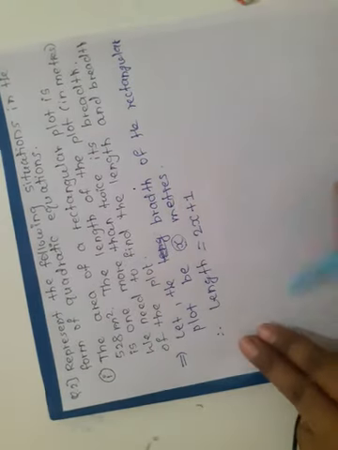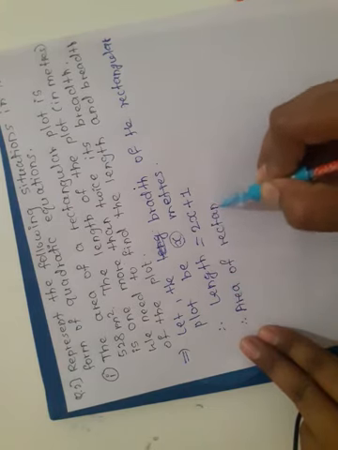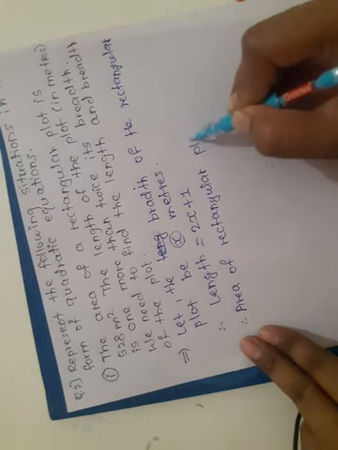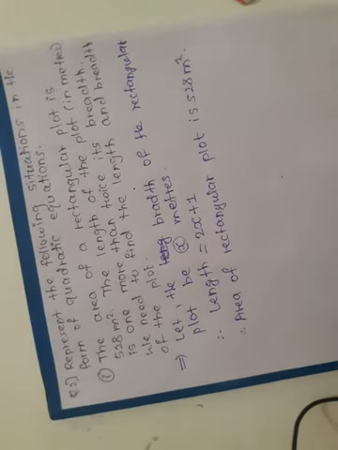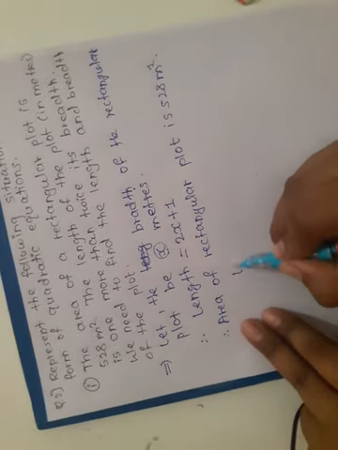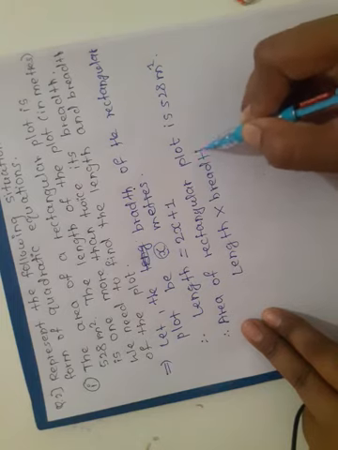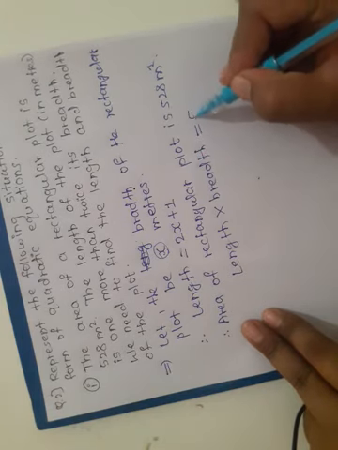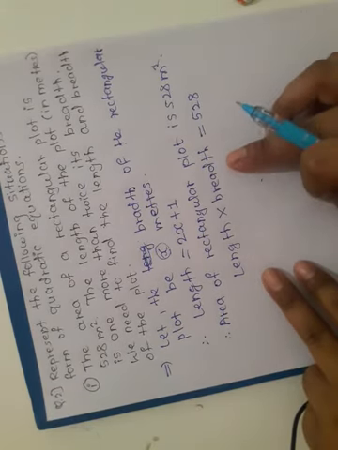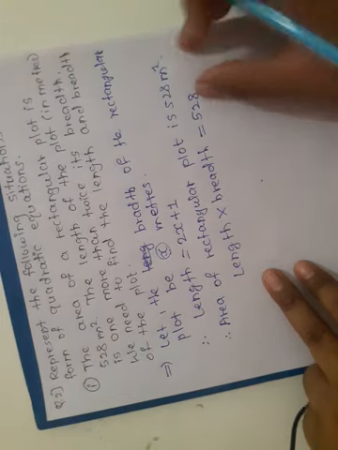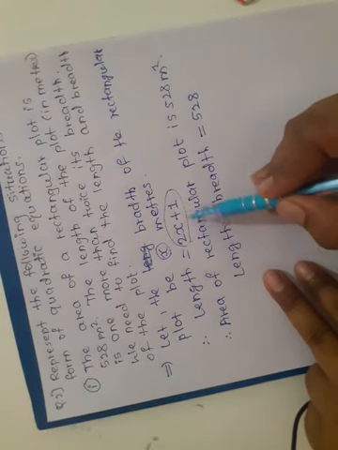Again, what is given to us? The area of the rectangular plot. So write down here, therefore the area of the rectangular plot is 528 meters square. We can write area as length into breadth. This length into breadth means the area of the rectangle, and it is given to us as 528 meters square. Here the length is known to us; we are supposing it as 2x plus 1.